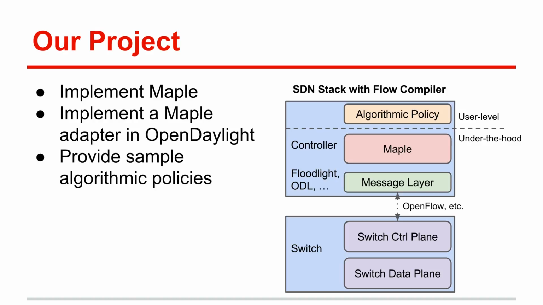So on the right-hand side of this slide, you can see that we've shrunk the area that the user needs to be concerned about when trying to program flows. They just need to specify the algorithmic policy. And then Maple is basically the controller that's going to compile the flow rules and pass them to some message layer, something like Open Daylight or Floodlight, which will then distribute those rules throughout the network using OpenFlow.